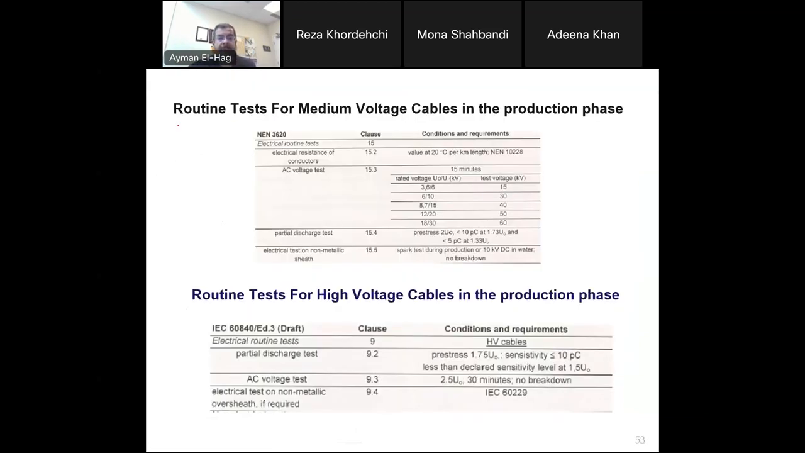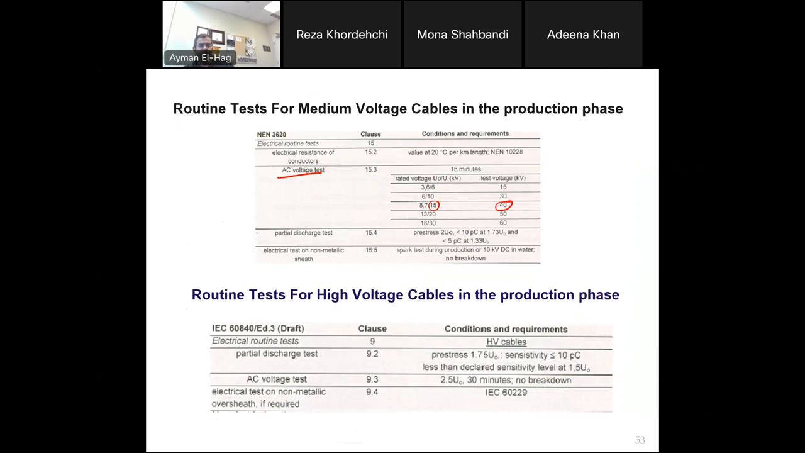These are some routine tests for medium voltage, and this is for high voltage cables. For example, you apply AC withstand voltage tests for 15 minutes. Depending on the voltage rating, this is the phase voltage and this is the line to line voltage. If it is, let's say, a 15 kilovolt line to line system voltage level, you apply 40 kilovolt and stay for 15 minutes, and similar to the transformer, there should be no failure at all.